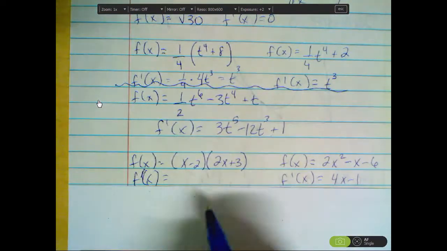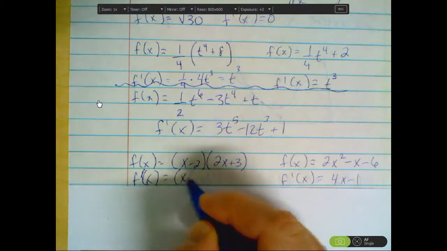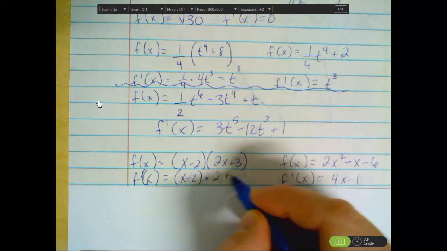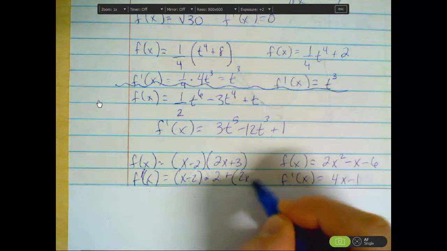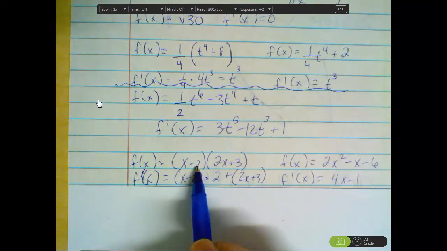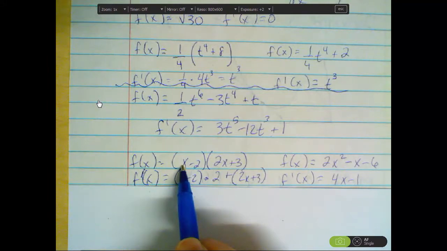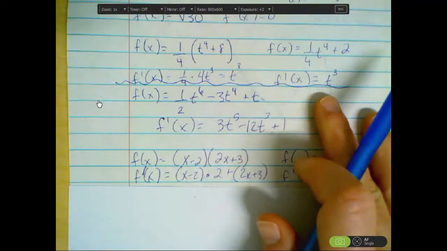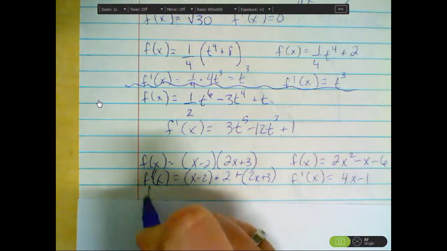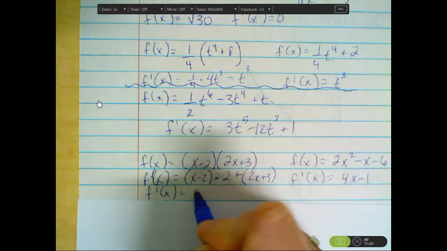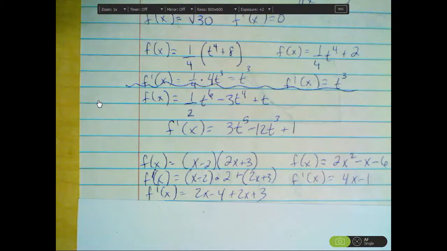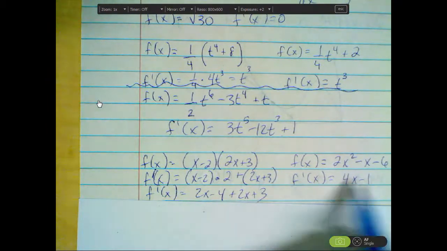f prime of x, first times derivative of the second means x minus 2 times the derivative of this is just 2, plus second, 2x plus 3, times derivative of the first, which is just 1, because remember, -2 is a constant, so the derivative is 0. And now, if I distribute, I get 2x minus 4 plus 2x plus 3 for an answer of 4x minus 1, same answer.